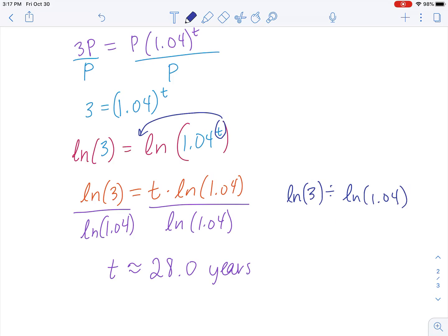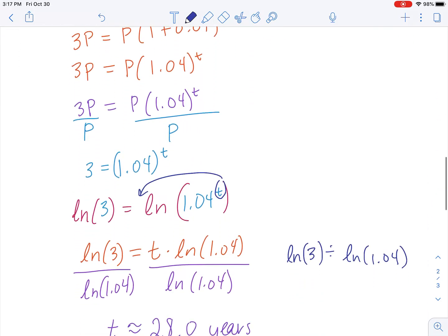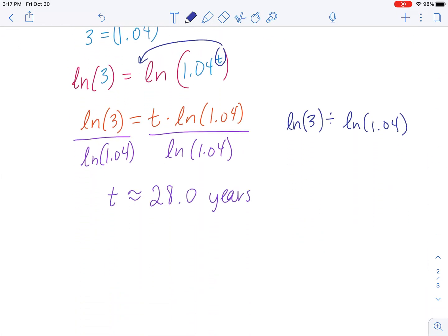So according to our findings, it's going to take approximately 17.7 years for the price to double with a 4% inflation, and it's going to take approximately 28 years for prices to triple with a 4% inflation.